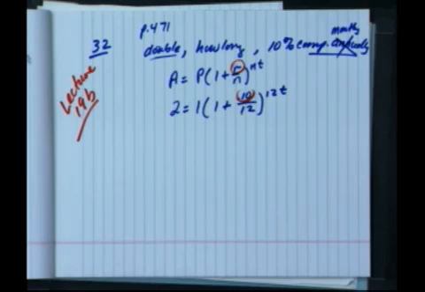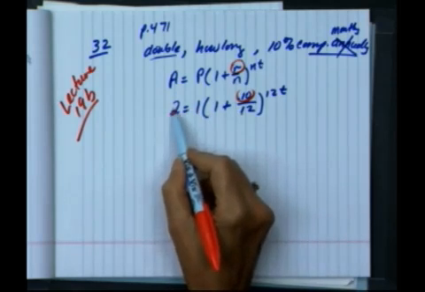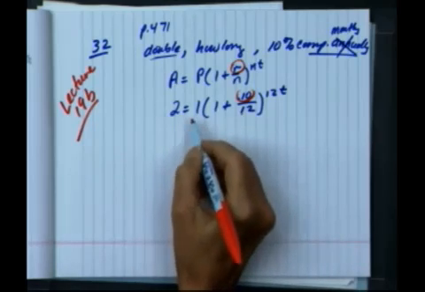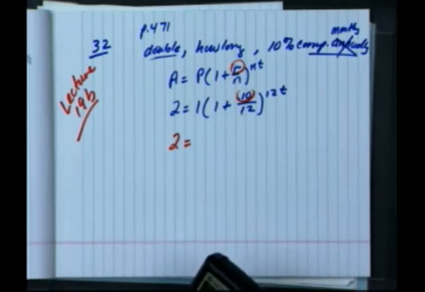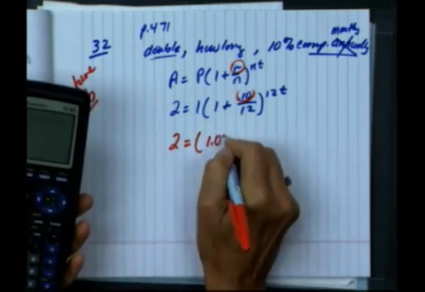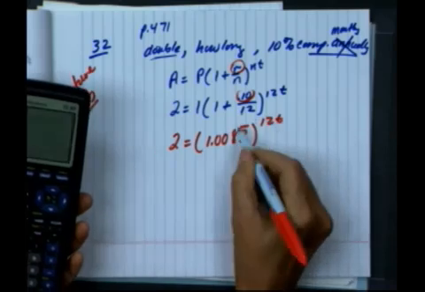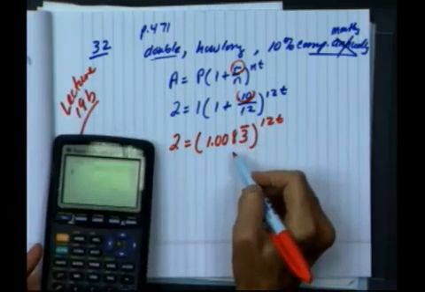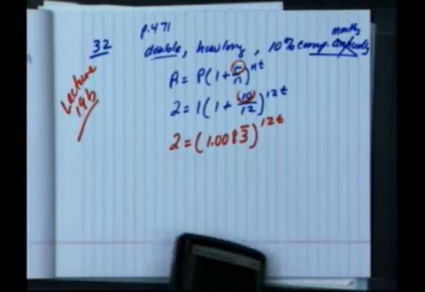Didn't matter if it was $1 to $2, 5 cents to 10 cents. When you simplify this, it's always going to come out to be 2 equals. All right, so we're at the point where we have 2 equals, and let's see what 0.10 divided by 12 is. We're rounding pretty early in the problem. I put a bar over the 3 because it's going to be 3333333 forever.